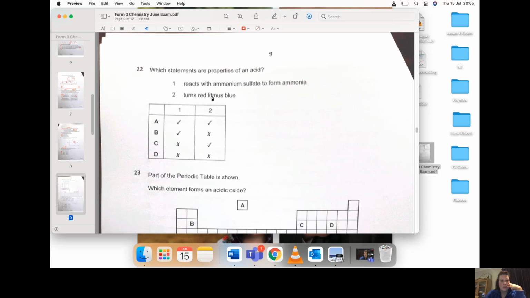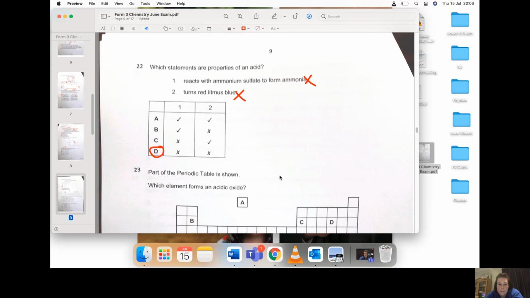Okay, question 22. Which statements are properties of an acid? They react with ammonium sulfate to form ammonia. Wrong. Bases. This is just something you have to learn. Bases react with ammonium sulfate. So number 1 is wrong. So your answer is C or D. Okay. They turn red litmus blue. Wrong. They turn blue litmus red. An acid turns blue litmus red. Your answer is D.